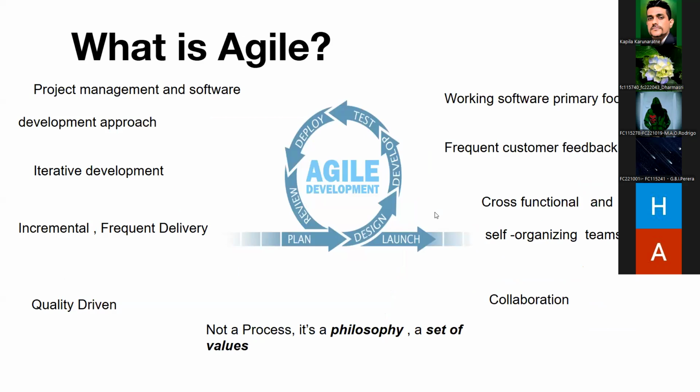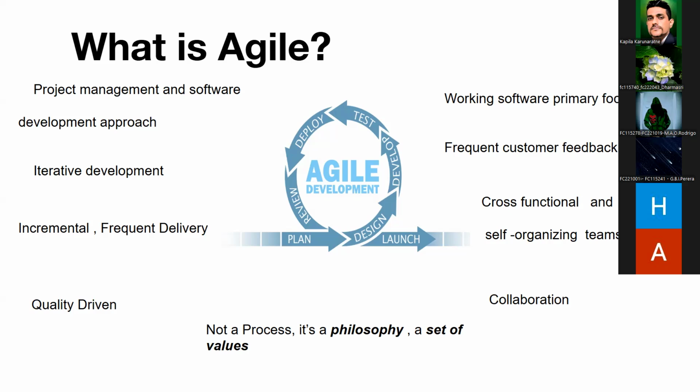As I mentioned, Agile is a kind of iterative development. We have incremental development, frequent deliveries, and a primary focus on the customers. We have frequent customer feedback because of the iterative deliveries. At the end of each delivery, we get customer, client or stakeholder feedback, and if there's anything to change, we can change it. A lot of cross-functional teams work together, in very collaborative and self-organizing teams.